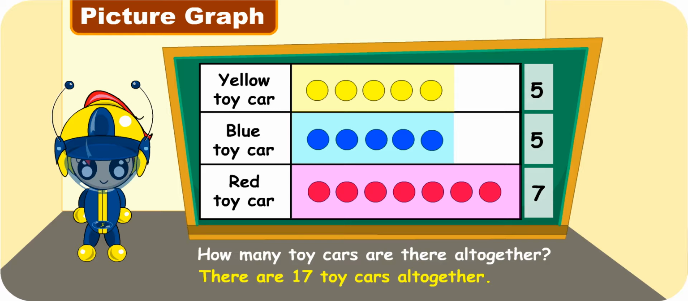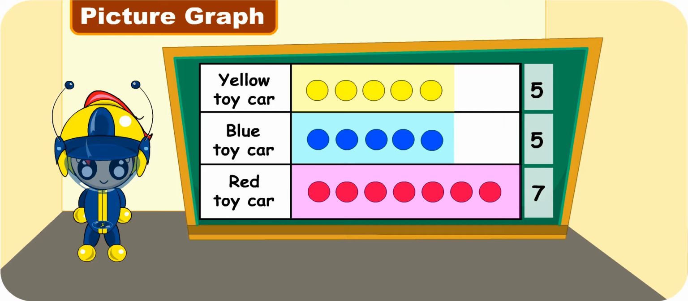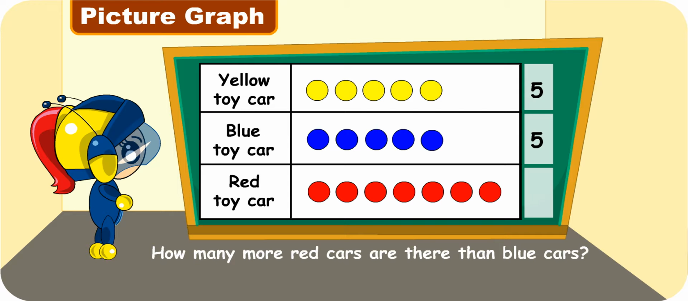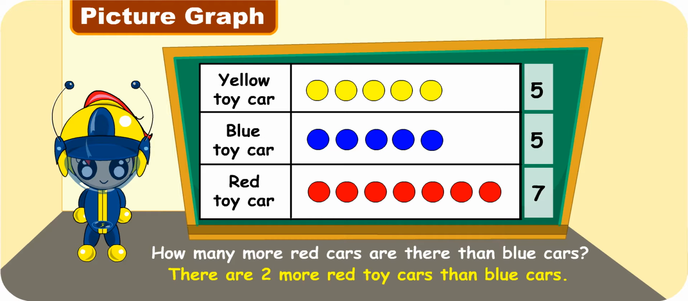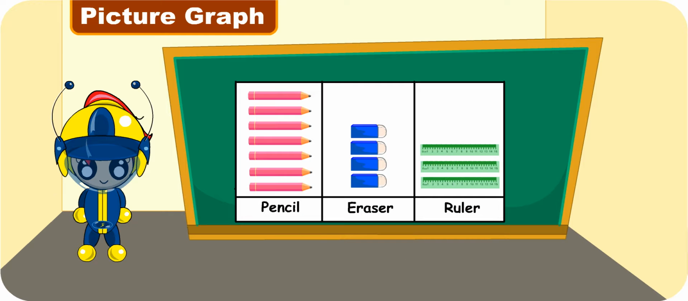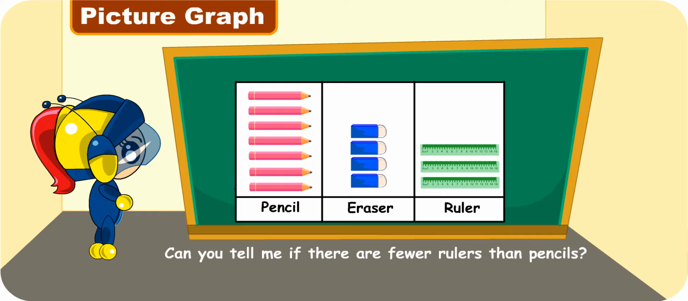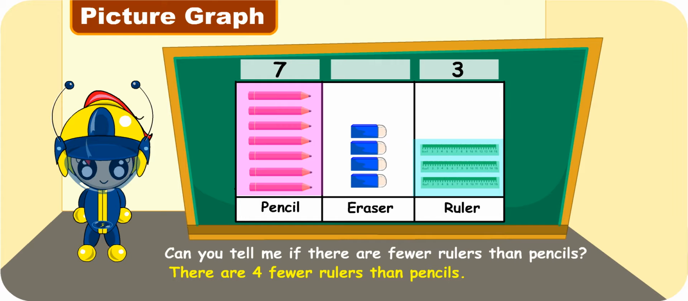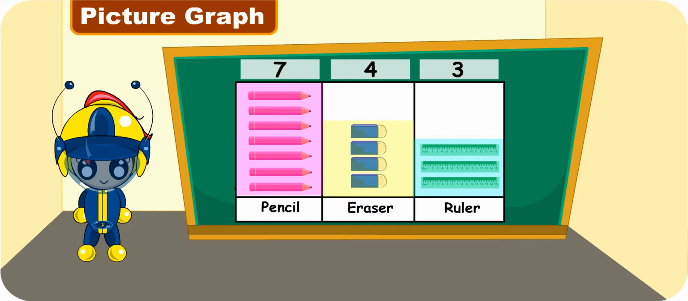Well said, Turbo Girl. Next question for you. How many more red cars are there than blue cars? The number of red cars is 7 and the number of blue cars is 5. Therefore, there are 2 more red cars than blue cars. Good. Now let's look at this picture graph. Can you tell me if there are fewer rulers than pencils? There are 3 rulers and 7 pencils. So, there are 4 fewer rulers than pencils. This graph also tells us that there are 4 erasers.